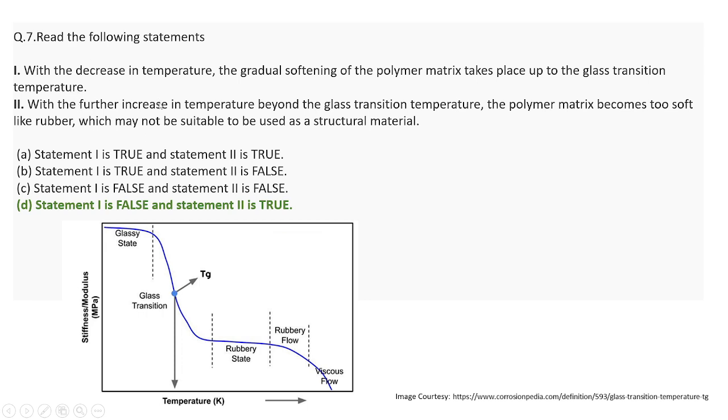Whereas with further increase in temperature beyond glass transition temperature, the polymer matrix becomes too soft like rubber. As you can see, when the temperature is increased after the glass transition temperature, it reaches a rubbery state. So the second statement is correct. So the answer will be that statement 1 is false and statement 2 is true.